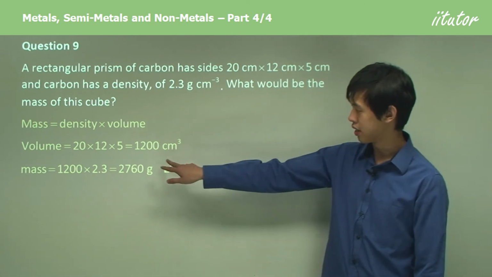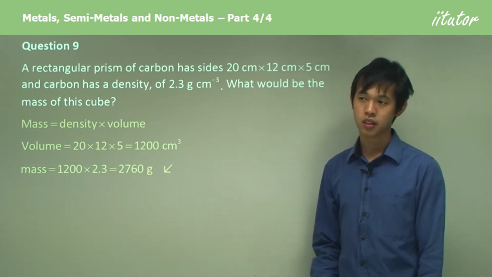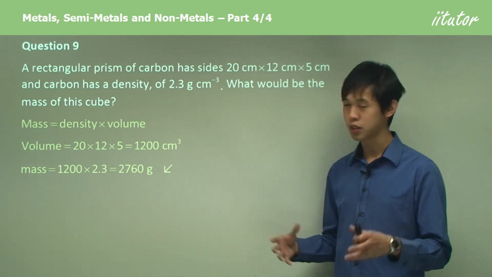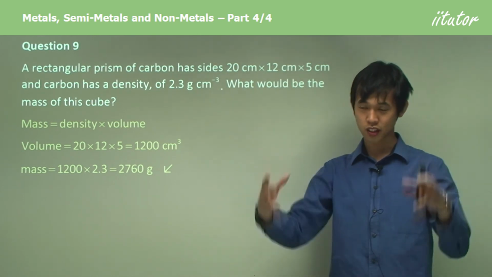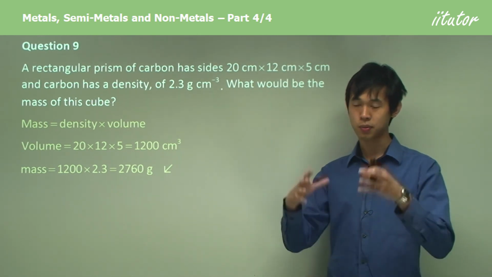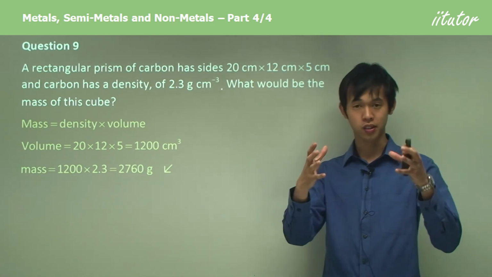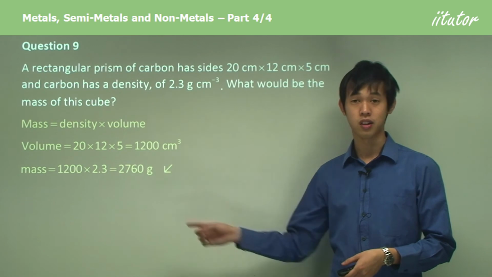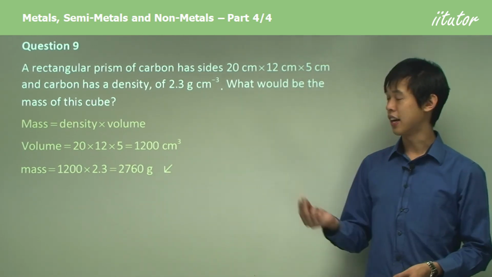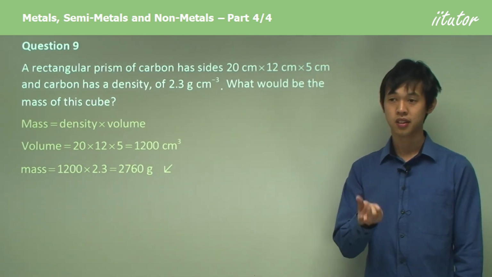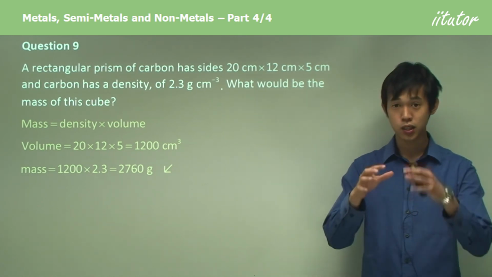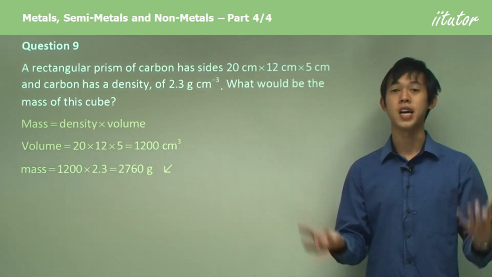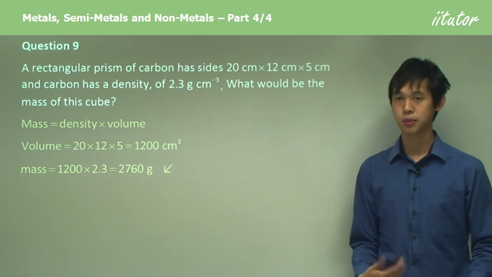So this is 1200 centimeters cubed, so it's about 1.2 liters in terms of water. It's about 1.2 liters, which is not very big, yet it weighs almost 3 kilos. You can see that having a very dense substance means that in a very small volume, we can have a lot of mass, okay? So that's what density is all about.